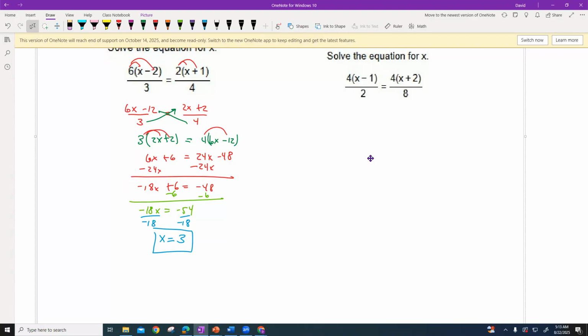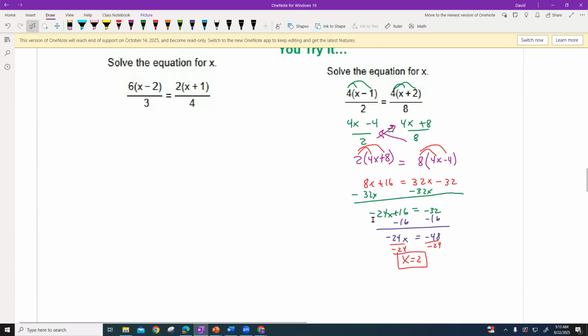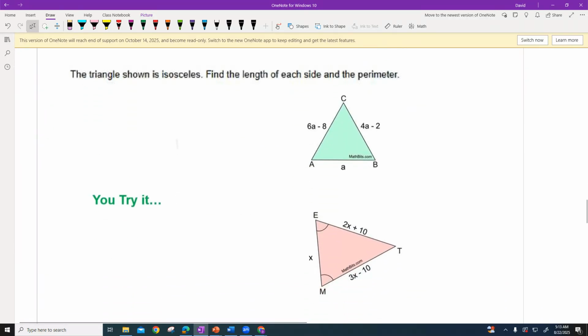All right, let's go see how you did. I did all that math. Whoops, sorry. And there's all my work. I got x equals 2. Hopefully you did 2. Now I noticed on some of the homework you had this thing called an isosceles triangle.